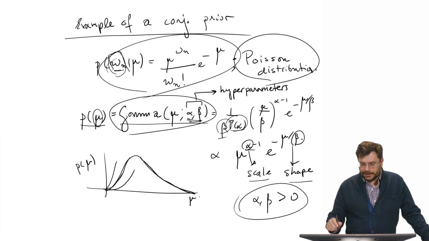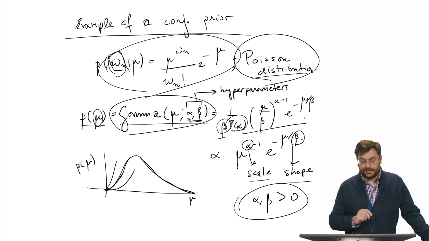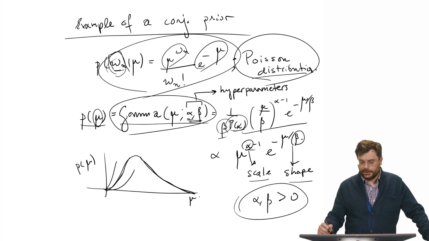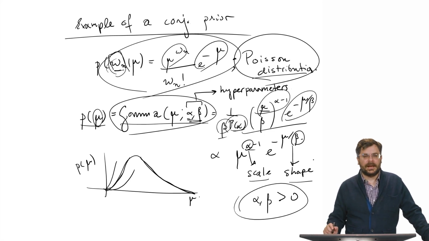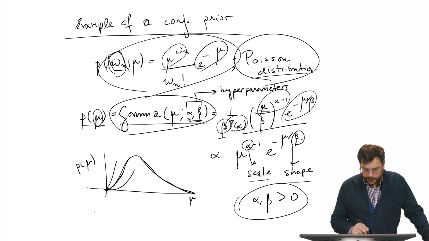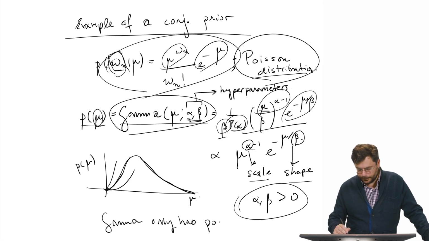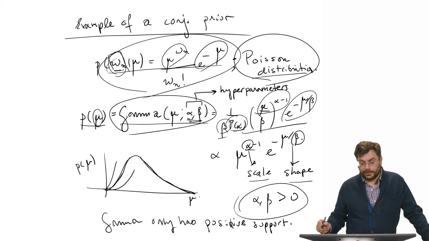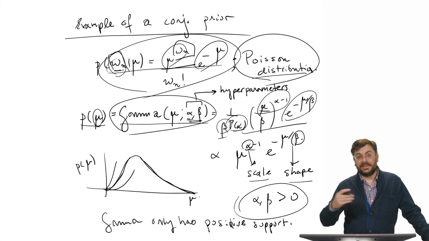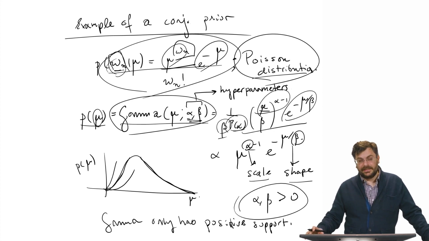So the Poisson distribution and the gamma distribution may naively look similar. Here I have a mu raised to some power, and I have an e to the minus mu. Here I also have an e to the minus mu. I also have a mu raised to some power, but they are completely different distributions. One is normalized with respect to mu, which is continuous, from 0 to infinity. I should have said that. The gamma distribution only has positive support. While the Poisson distribution itself is normalized with respect to positive integers. So while they look naively similar, they're actually completely different. So let's go ahead and multiply the two together.